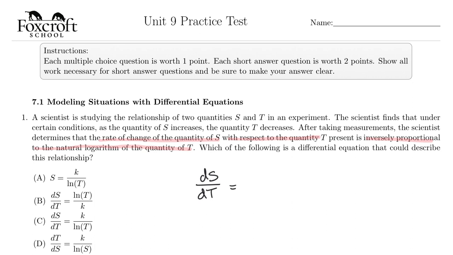It's inversely proportional to the natural logarithm of the quantity of T. So there's going to be a natural log of the quantity T. Inversely proportional means there's going to be a fraction bar, and we're going to put the natural log of T on the bottom. And proportional means it's not exactly a one-to-one thing, but there's some constant k that might affect it. So we're going to use that k to represent that it's proportional, not exactly the same. All right, so this is our equation, and we see which one matches, and it is C.